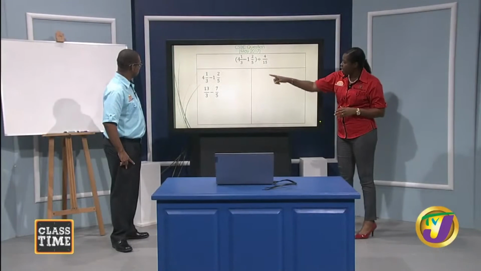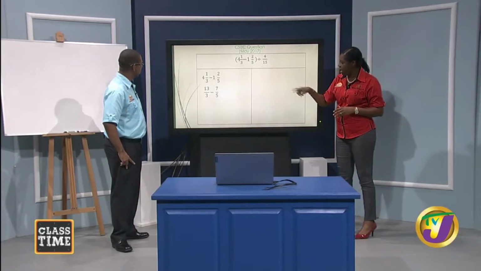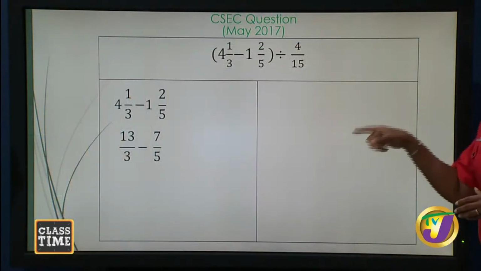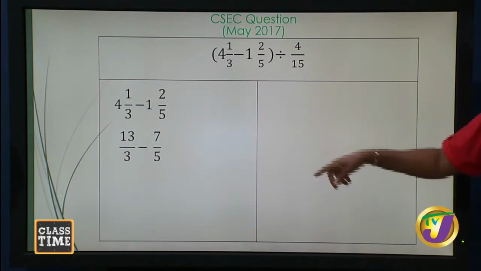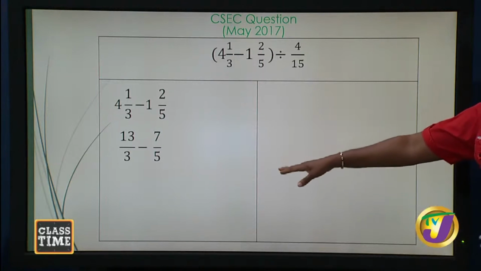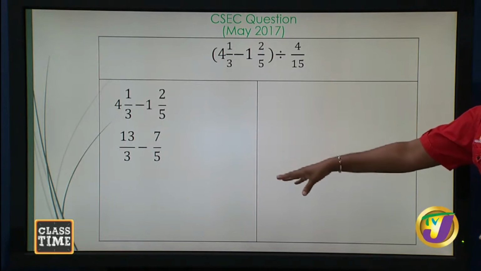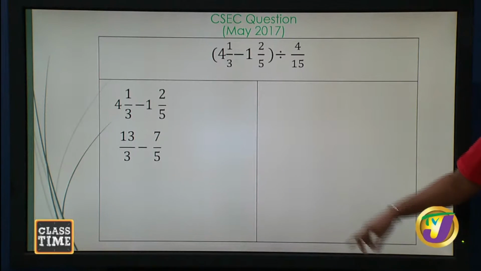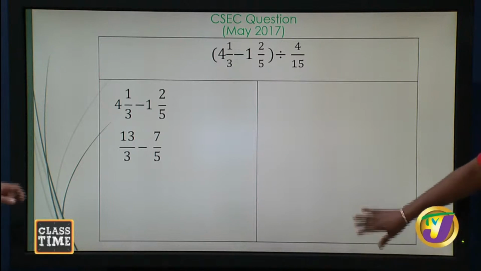We would get 4 times 3 plus 1, which gives us 13. 5 times 1 is 5, and 2 gives us 7. So we have 2 new fractions as improper fractions. And now we need to create equivalent fractions with a common denominator. The lowest common multiple for 3 and 5 would be 15.